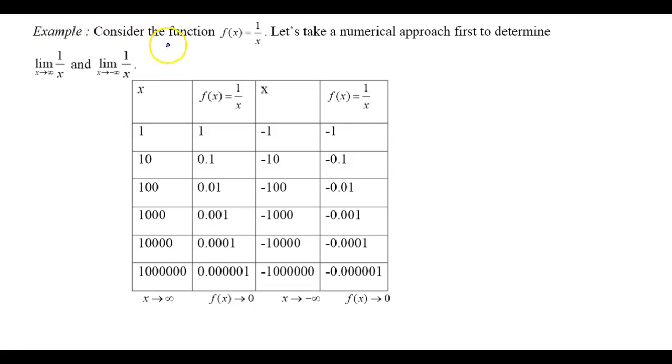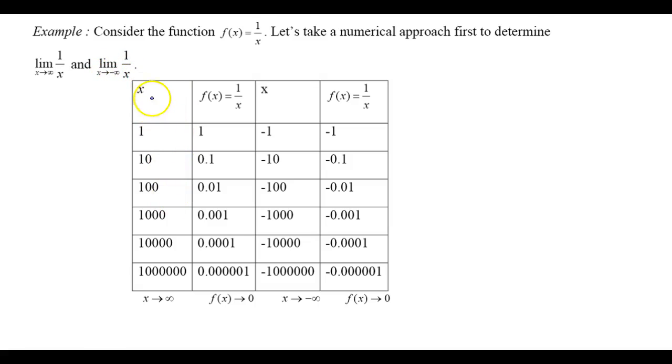So let's look at an example. We're going to consider the function 1 over x, the reciprocal function, and we're going to take a numerical approach first by creating a table. So we're going to take a look at what happens when we let x values get really big in the positive direction and really big in the negative direction.